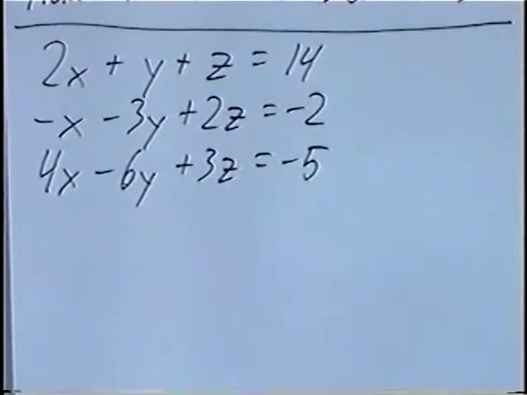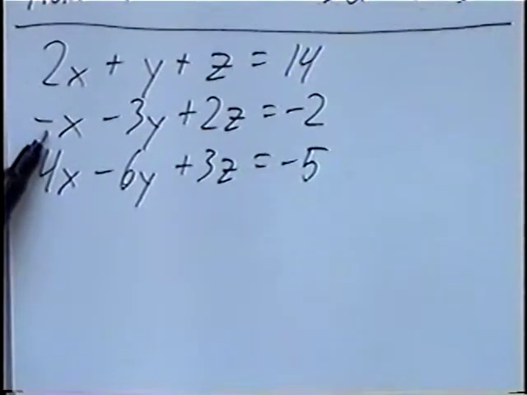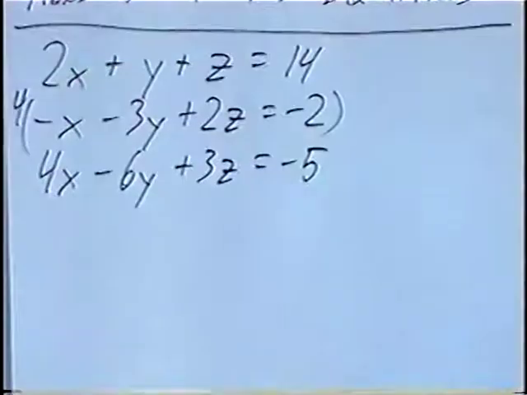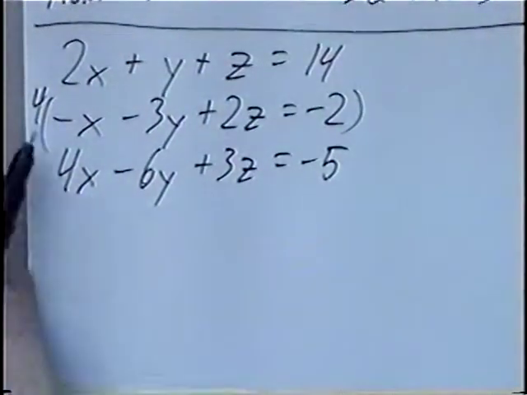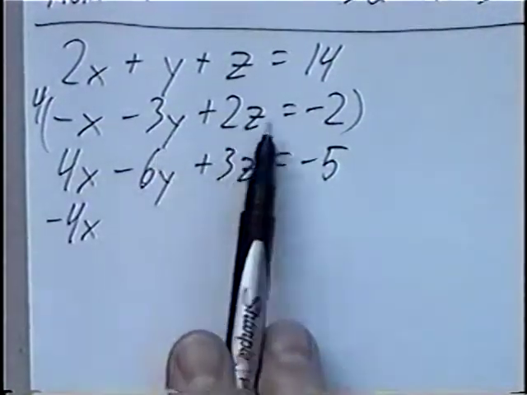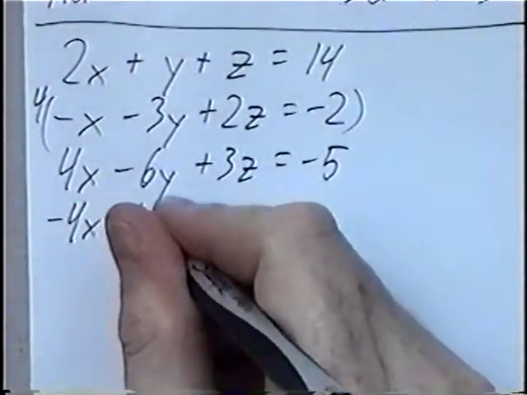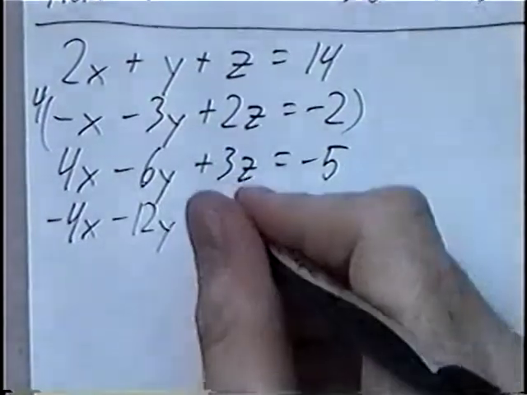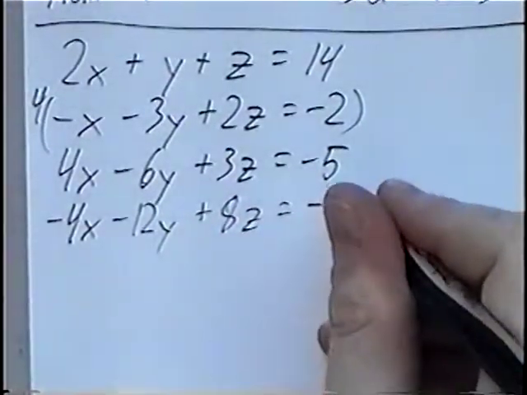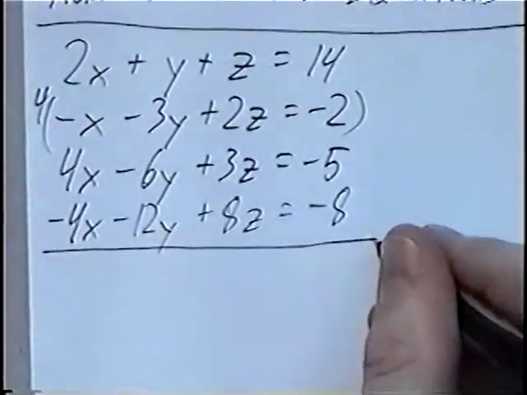To solve these equations, you want to first eliminate one variable. For example, if we take the second equation, which has negative x, we can multiply that by 4, so we can eliminate the x's. Multiplying by 4, we'll have negative 4x. And multiplying each number in each term by 4, we'll have negative 12y plus 8z equals negative 8.